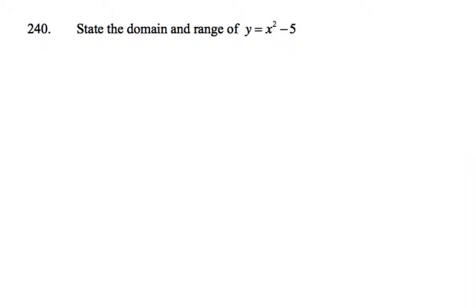State the domain and the range of this expression here, y equals x squared minus 5. Now all real x are possible here. You can put negative numbers in there and then square them. You can put 0 in, you can put really big x values in. So there's no real restriction to what x values you can have there. So that's the way we say that the domain is all real x.